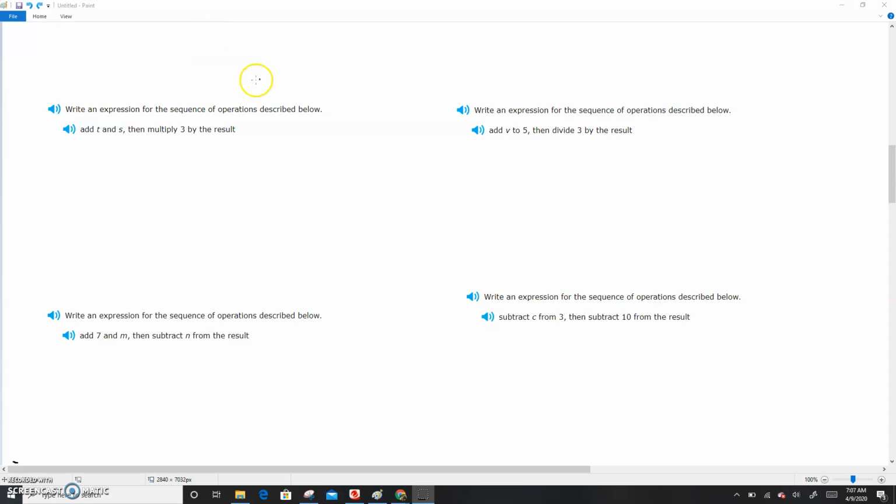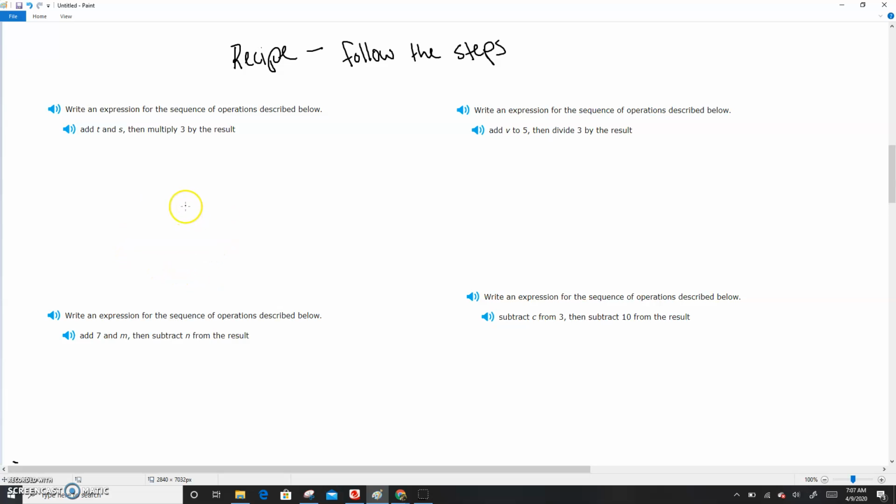Great. When we are writing expressions with multiple operations, what we need to remember is that these expressions are a recipe. They're a recipe that's going to tell us exactly how to get to the answer. And like any good recipe, you have to follow the steps. What do I mean by that? Let's take a look here.